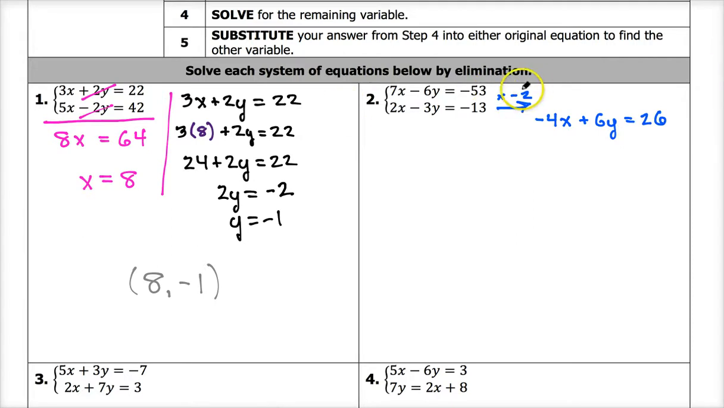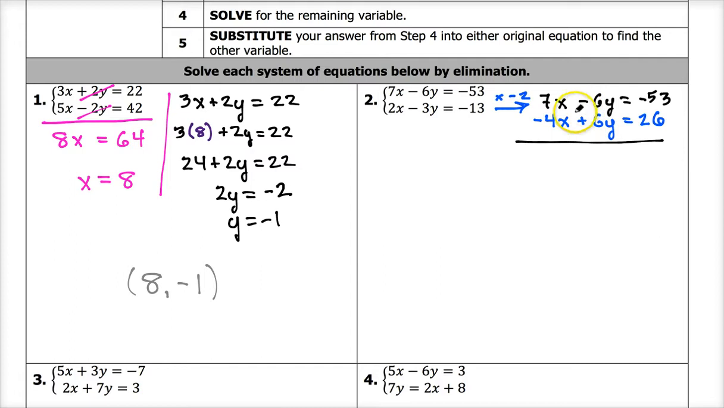My top equation I'm leaving the same. 7x minus 6y equals negative 53. And now I can use elimination by adding these equations together and getting rid of my y terms. So 7x minus 4x is 3x, and negative 53 plus 26 is negative 27. So we have 3x equals negative 27, and therefore x is negative 9.